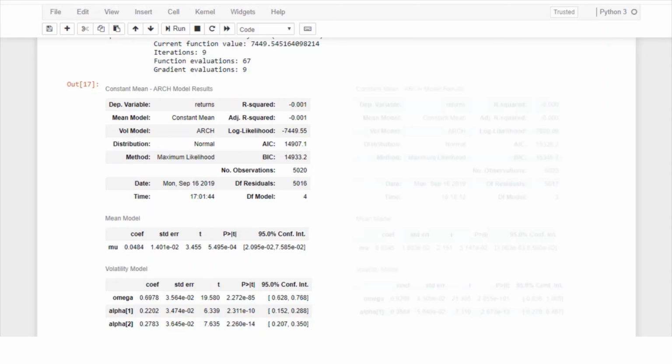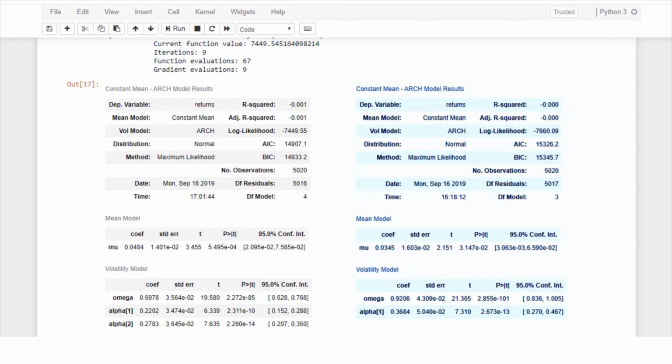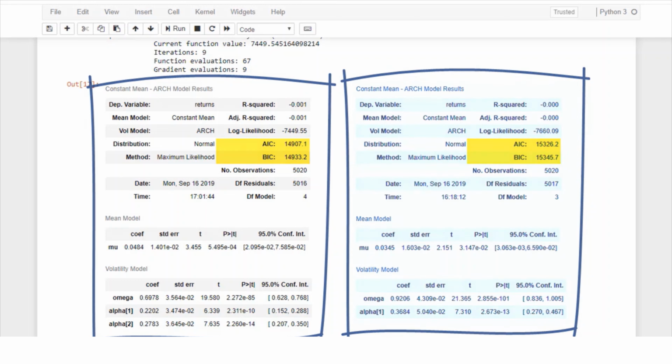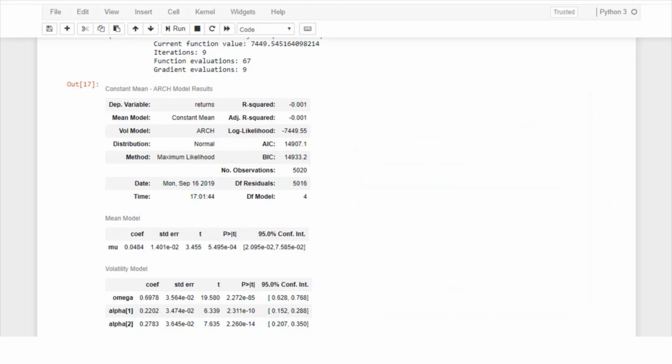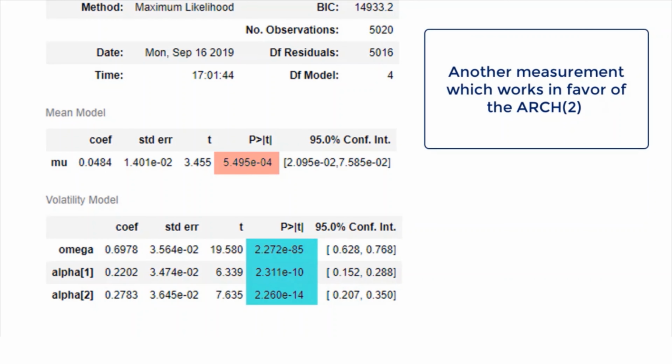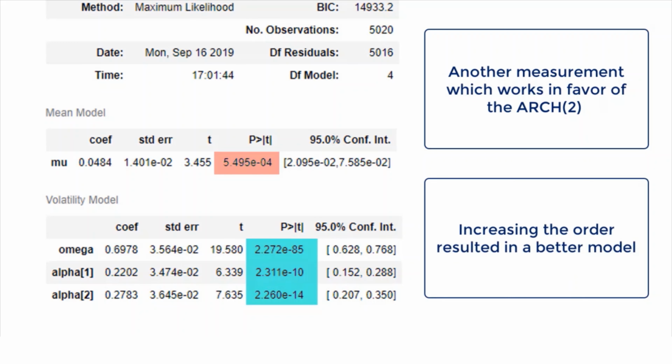Next, we can compare the summary tables quickly and see how the log likelihood has increased, while the information criteria have gone down. These both suggest that the ARCH 2 outperforms the ARCH 1. However, we still haven't checked the coefficients. Judging by their p-values, they're all significant. This is another measurement, which works in favor of the ARCH 2, so increasing the order resulted in a better model.